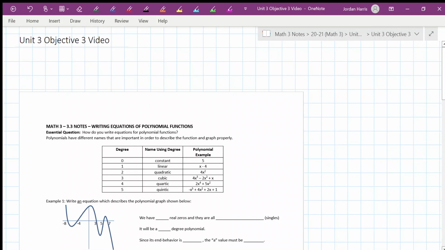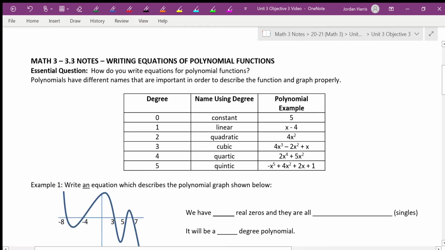This is 3.3, writing equations of polynomial functions. So your essential question that you're going to answer at the end: how do you write equations for polynomial functions? Polynomials have three different names that are important in order to describe the function and graph properly. Based on the degree, we call them different names.